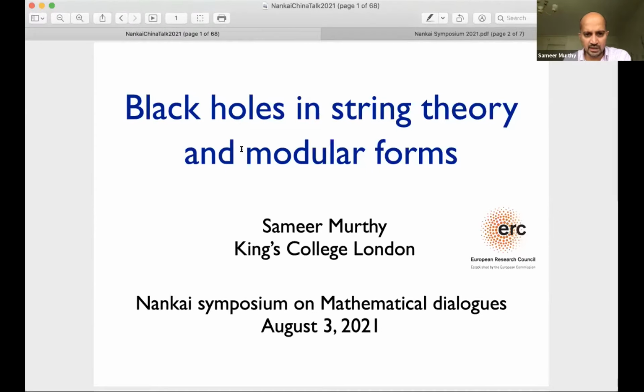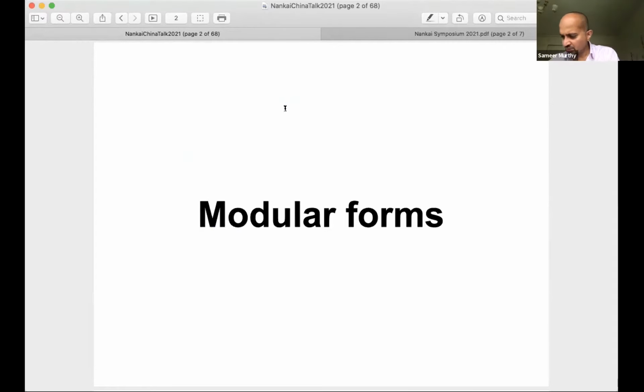I'll start by telling you a little bit about modular forms, a little bit about black holes, and then the connections. Okay, so let me start with modular forms, and now I want to go here.